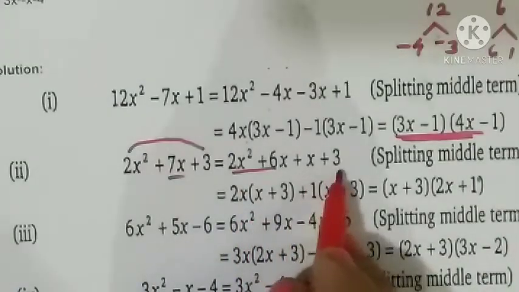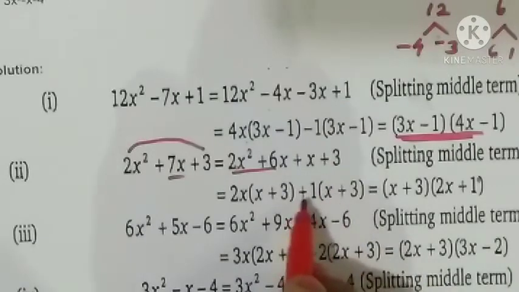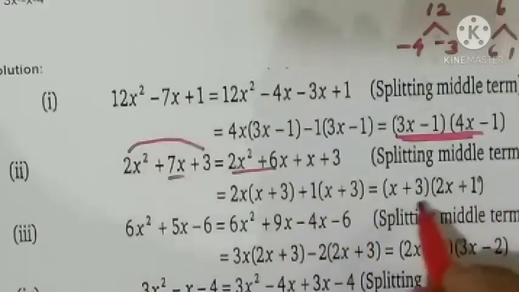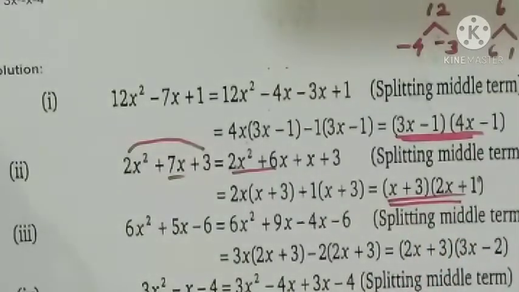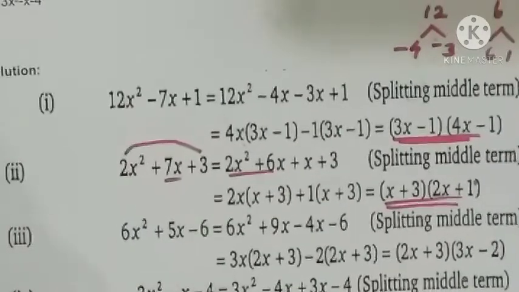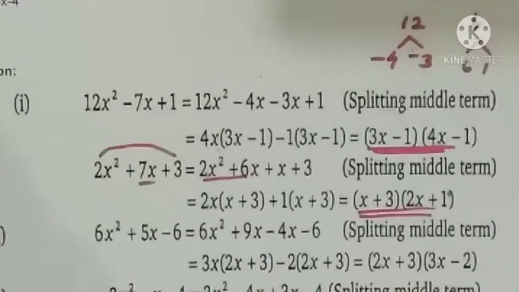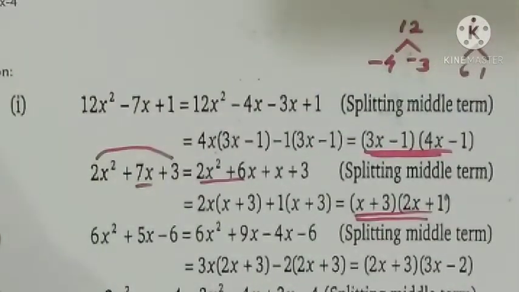Now what is common here? x plus 3 only we need in bracket. So plus 1 into x plus 3. So what is the answer we are getting? x plus 3 into 2x plus 1. That means we are getting by using which method? Splitting the middle term. Now what is the next question? Third question. What is the third question? 6x square plus 5x minus 6 only.